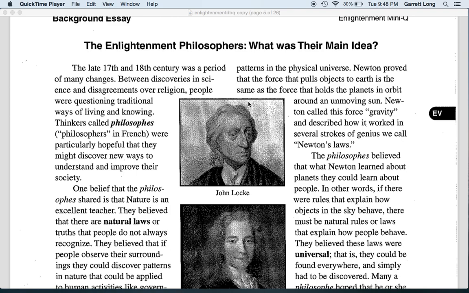Moving on with the reading, the philosophers believed that what Newton learned about planets, they could learn about people. In other words, if there were rules that explain how objects in the sky behave, there must be natural rules or laws that explain how people behave. So, right hand side in the margin, please write this down: same laws apply to people as they do in science.